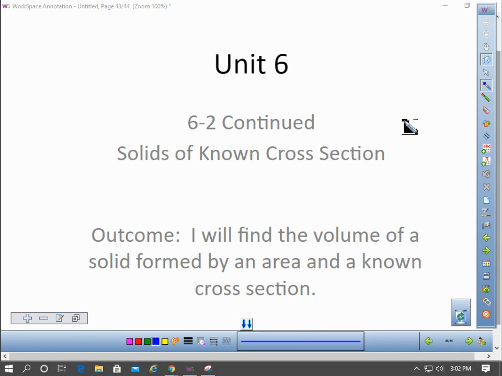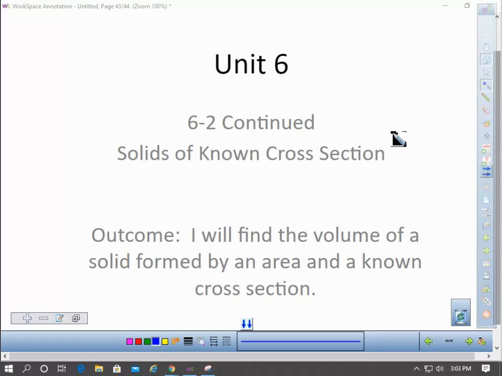All right, so now we are going to find volume using cross sections. So far we have found volume using the disk method and the washer method. So now we want to find volume using a known cross section. So what does that mean? What is a cross section? How do we build this solid?